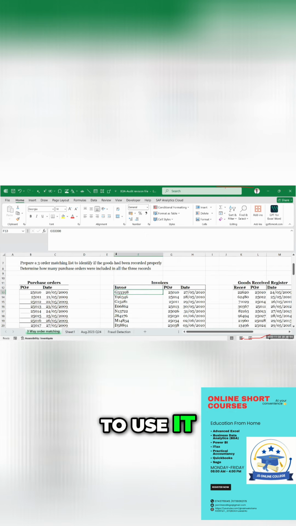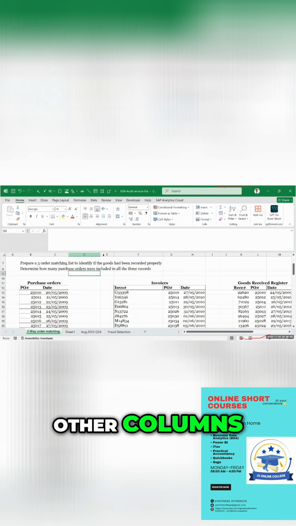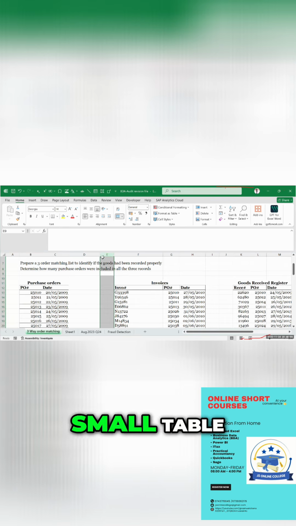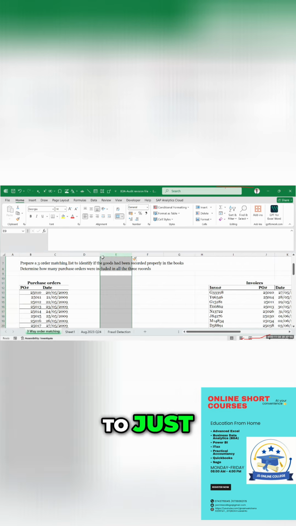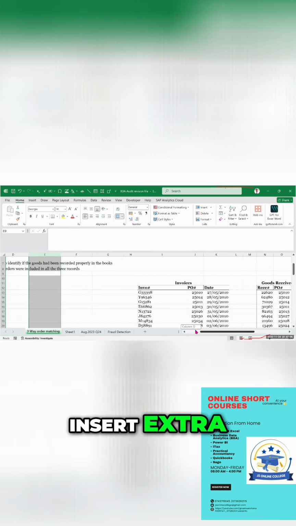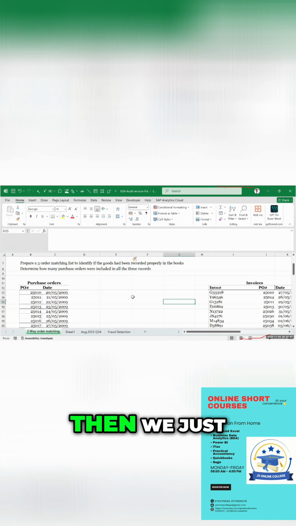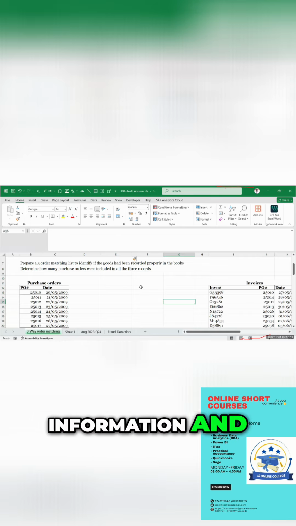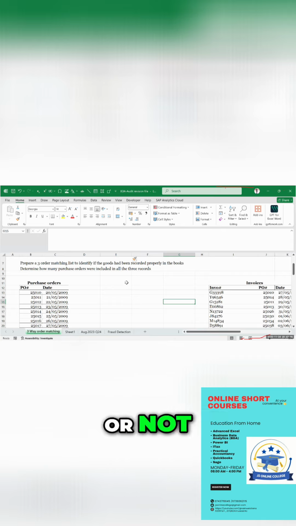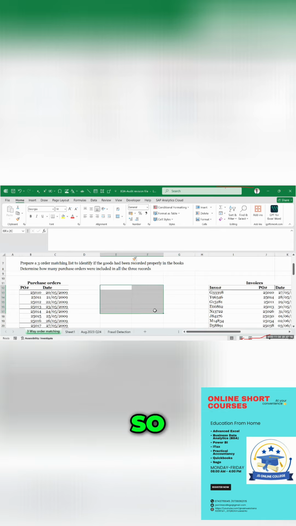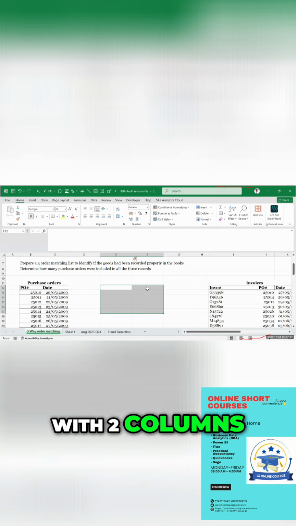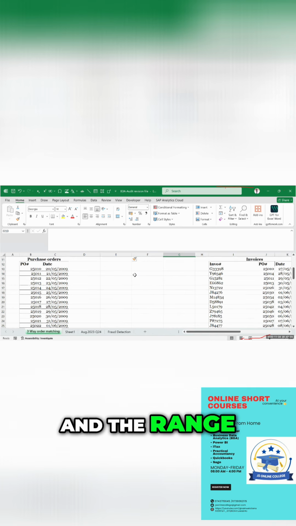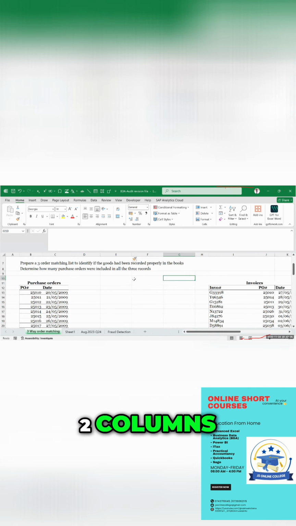Now to use it, we can add some other columns here because we need to come up with a small table. Hold down Control Shift with the plus key to insert extra columns there. Then let's come up with just two columns so that we get to reconcile this information and see if it matches or not matching. So you can come up with two columns and the range of the data of the two columns.